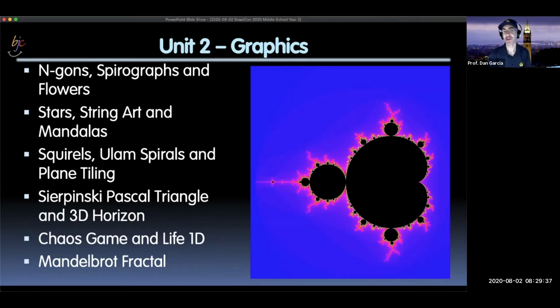It was really beautiful. We talked about tiling the plane with different shapes. I had a big pixel library, which I'm going to share in a second, and we made Pascal's triangle, and we made a 3D horizon.